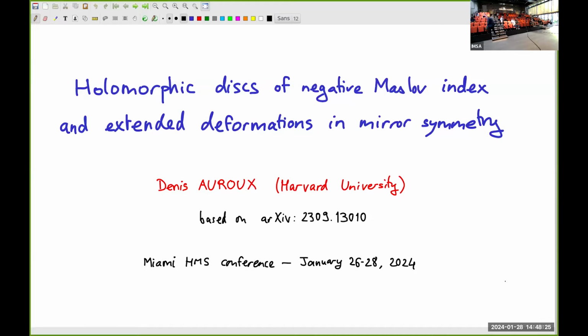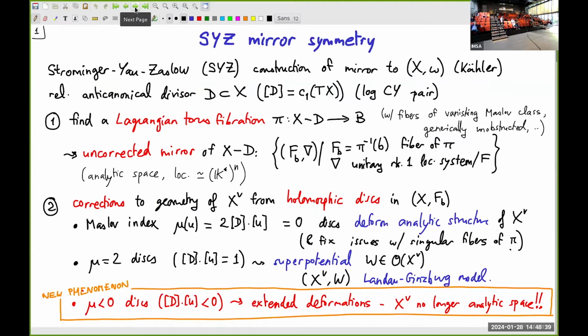Okay, thank you. So I'm going to continue where we started yesterday, but on a slightly different track. Actually, I'm going to start by reviewing what we did yesterday, and then I'll tell you what we do today. So yesterday, I tried to explain the general philosophy of the SYZ construction of mirrors to a log Calabi-Yau.